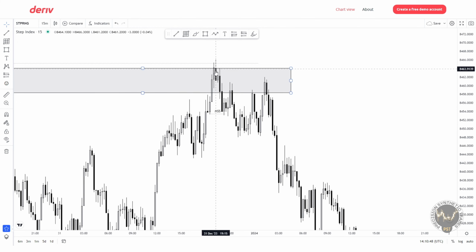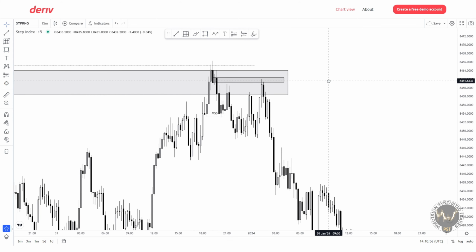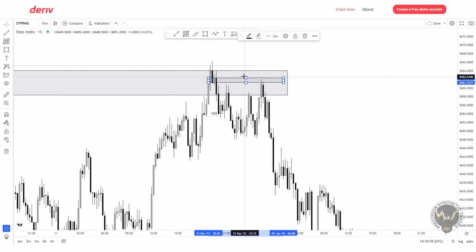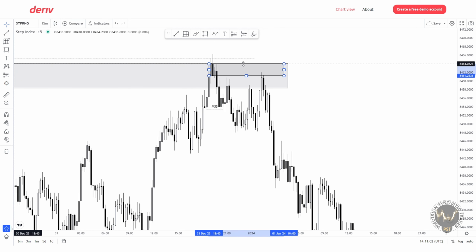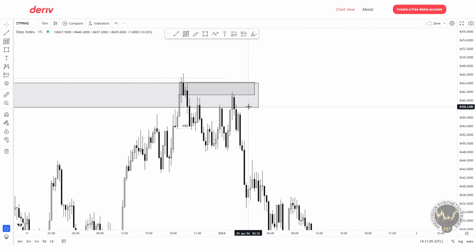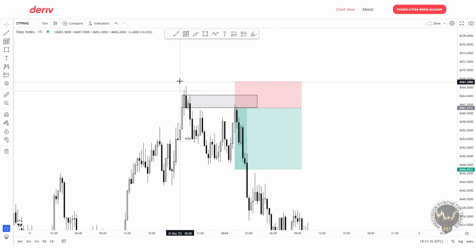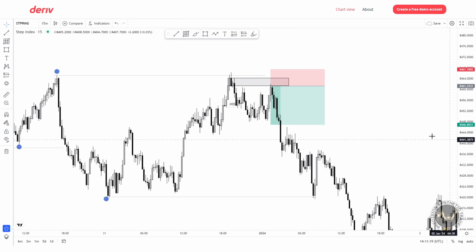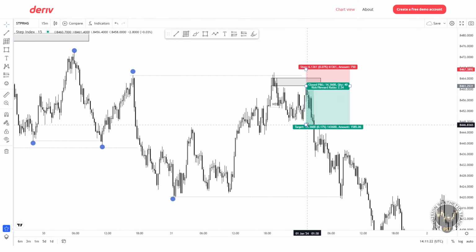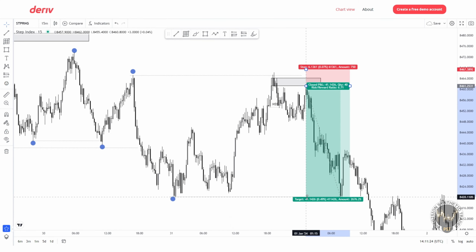Took liquidity in our point of interest, market structure shift. What do we have? We have an order block literally there. You can even mark it like that if you want to. There we go. Just delete the point of interest. And then you can see, all right, it tapped us in, stop loss above the most recent high, and then we target the low that was created here. And that's a beautiful 6.7 risk to reward trade.